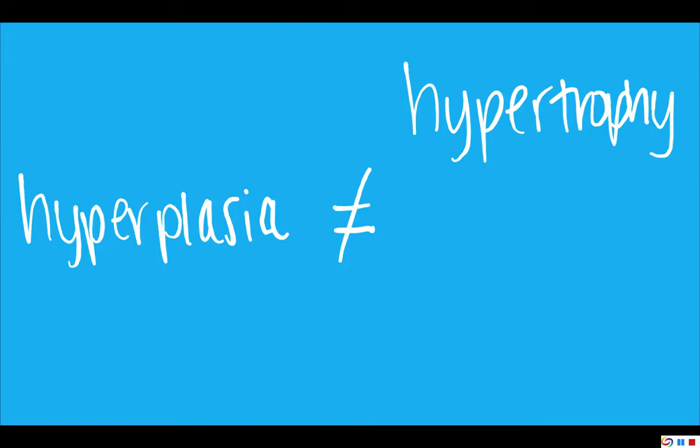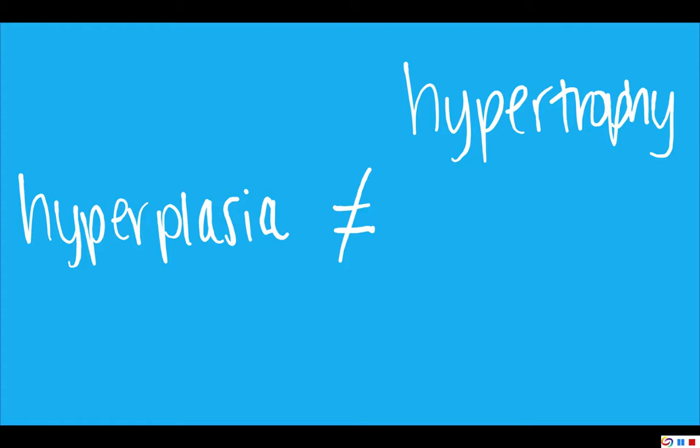So sometimes you can get a mixture of hyperplasia and hypertrophy. A good example of that is when a woman is pregnant, her uterine smooth muscle will undergo both hyperplasia and hypertrophy so that the uterus can get larger to be big enough to hold the fetus.